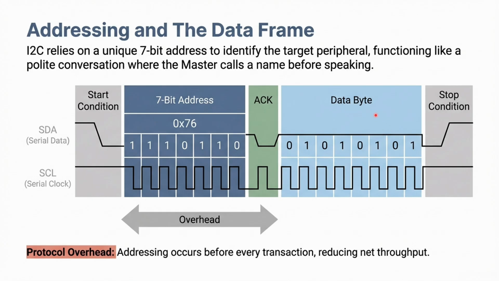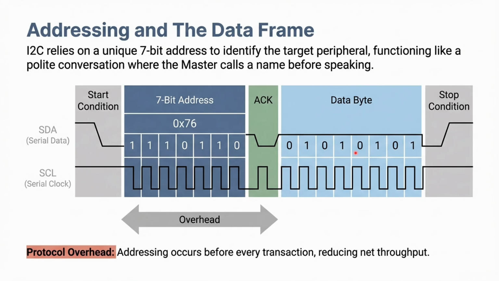Then we have a data byte. Only after that handshake do we send the actual 8 bits of information. And lastly, we have a stop condition where the master will release the line back to its default high state, and then the meeting is adjourned.